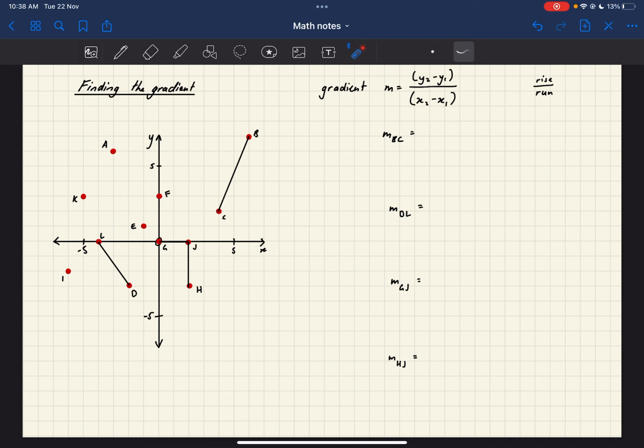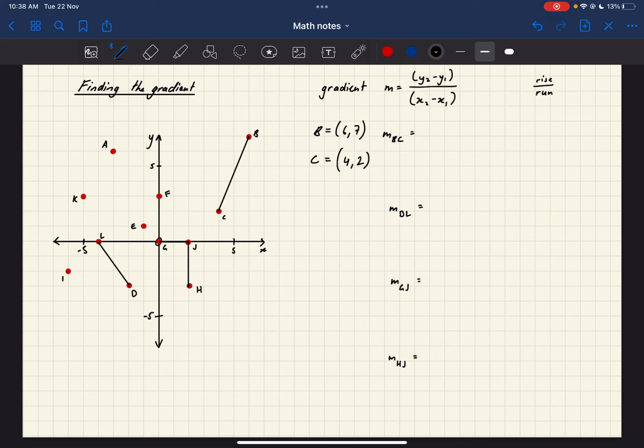Our first line is BC. We're going to find the gradient of that. So we're going to start with B and C. We always have to label our points first. So the coordinates for B are 6, 7. So that goes in there. And the coordinates for C are 4, 2. So that goes in there. If you want to learn how to do coordinates, that's in the first video in this playlist called Coordinates.